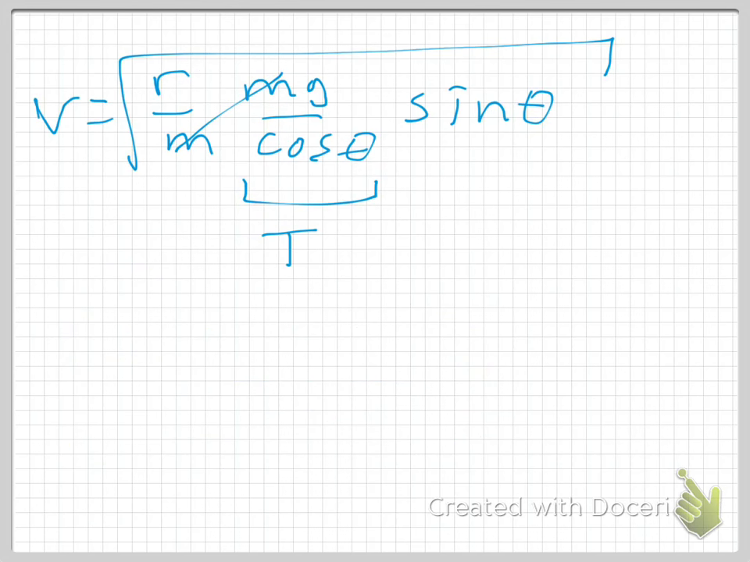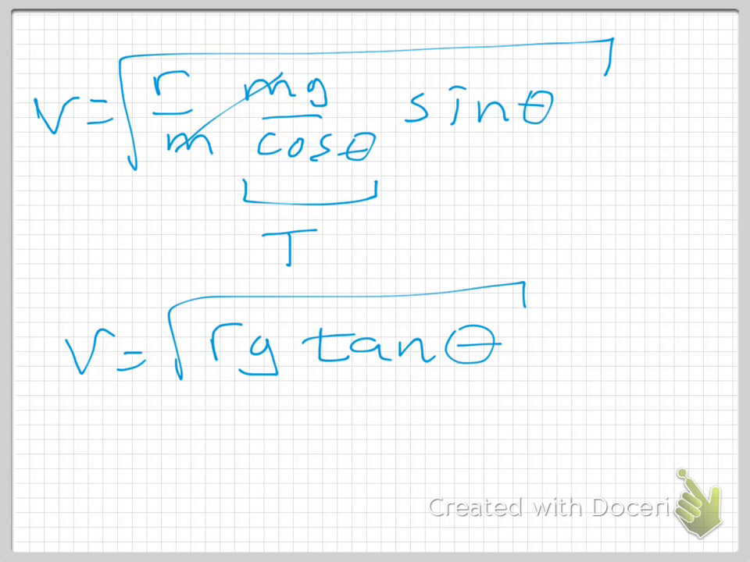My m's are going to cancel. I get that v is equal to the square root of r g times sine over cosine, which is the tangent. At that point, I plug it in and solve.